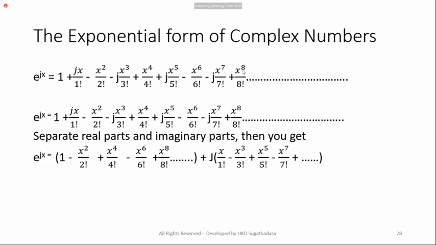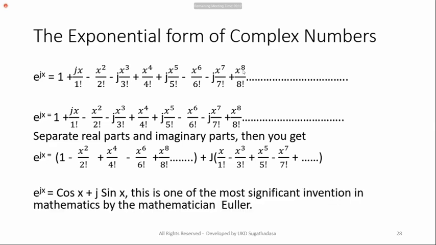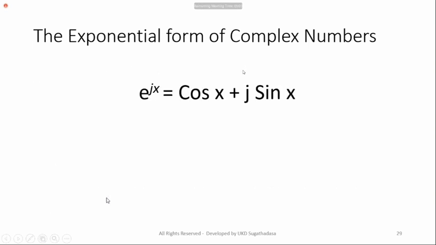what are the real parts, what are the imaginary parts, what are the terms without j, what are the terms with j. A very nice pattern you see. What is the first part? The first part is the power series for cos x. The second part is the power series for sin x. So what is e to the power jx? Finally it becomes cos x plus j sin x. Right? Cos x plus j sin x.